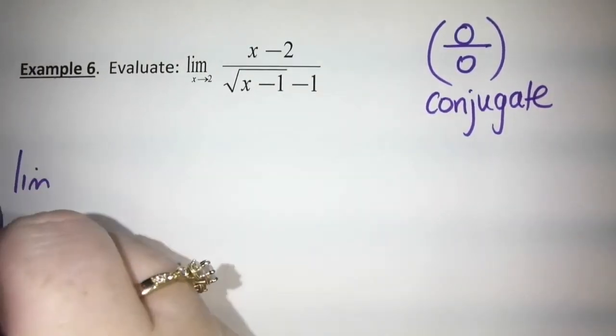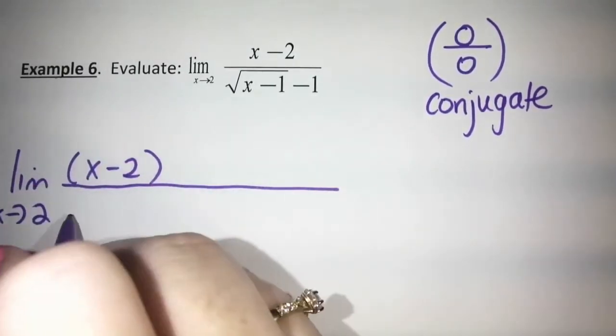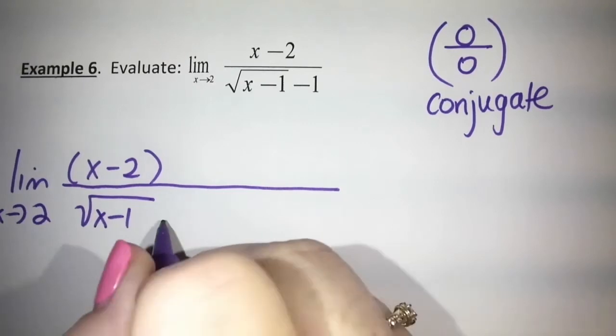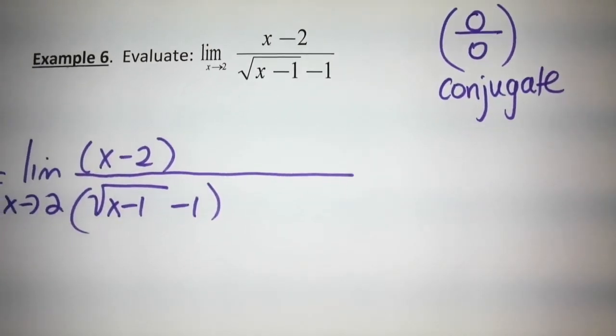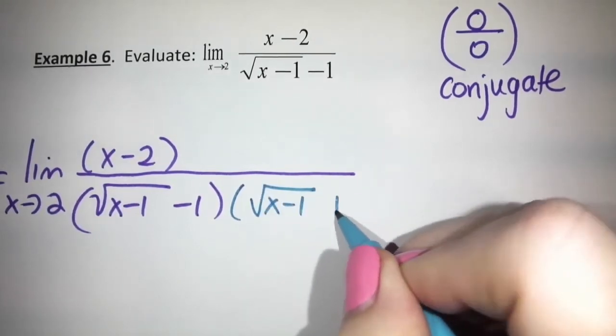So we have the limit as x approaches 2. Put your x minus 2 in a bracket. We've got root x minus 1 minus 1. So we're going to multiply that by the bracket root x minus 1 plus 1.